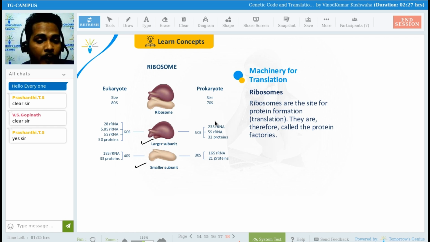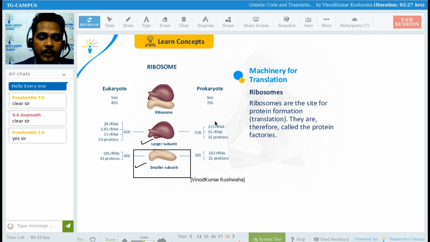This is what the characteristics of the large subunit. Similarly, you can focus on the smaller subunits. So where is the smaller subunit? Here you can see the smaller subunit. It fits over the large subunit like a cup but leaves a tunnel for the RNA.